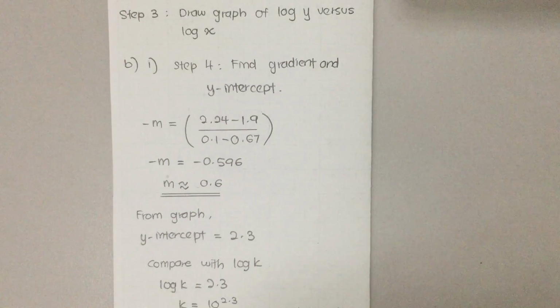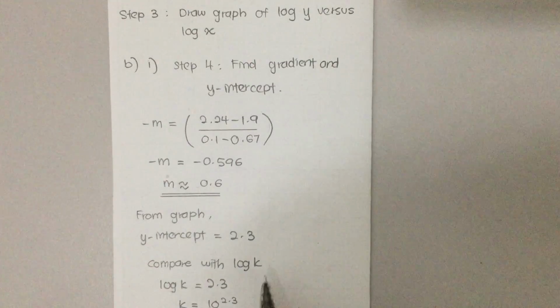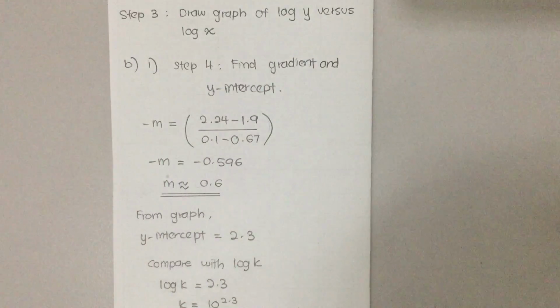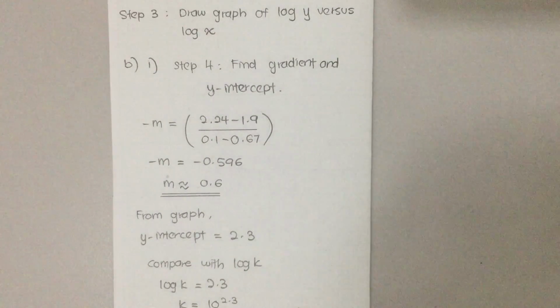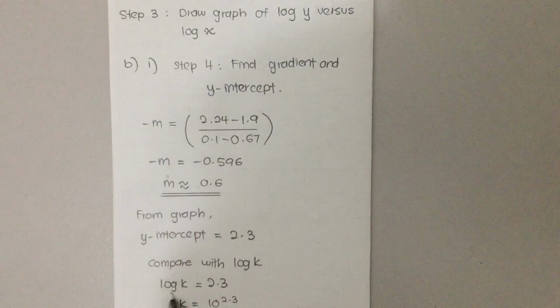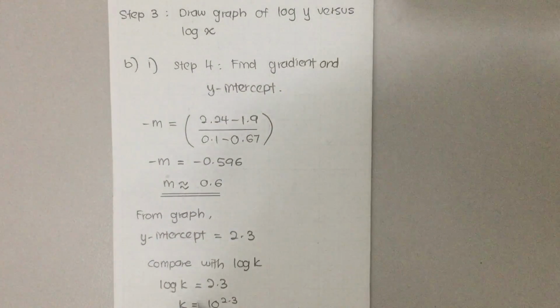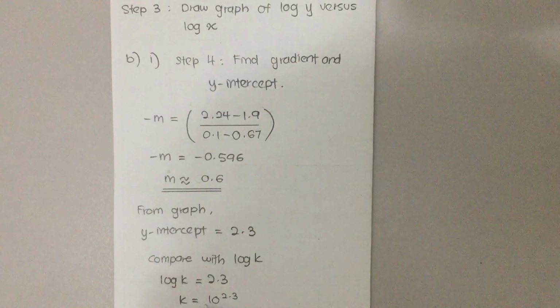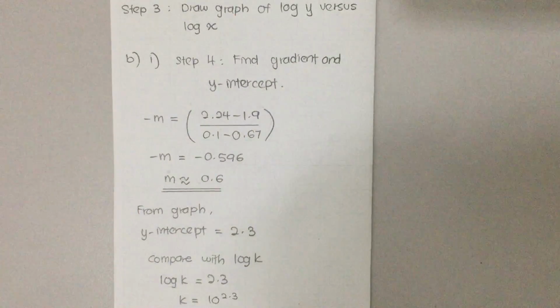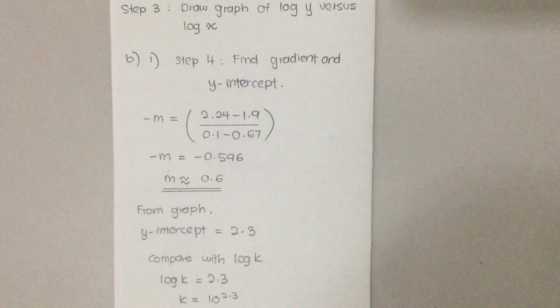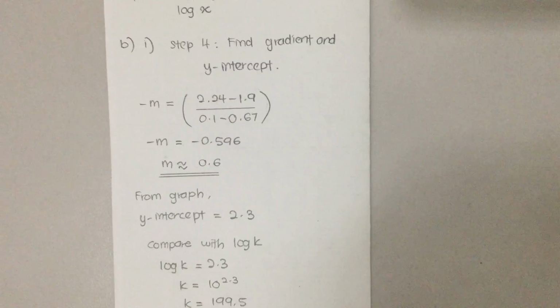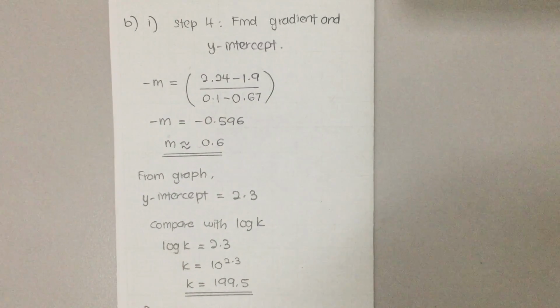Okay, compare with our straight line equation form, which is log k. Log k is actually our y-intercept, and this y-intercept value we get from the graph. So we're going to compare those two values together. Okay, log k equals 2.3. So how are you going to find the k value? You calculate using 10 to the power of 2.3. Since this log is base 10, guys, k equals 10 to the power of 2.3. So you'll get your k value is 199.5.